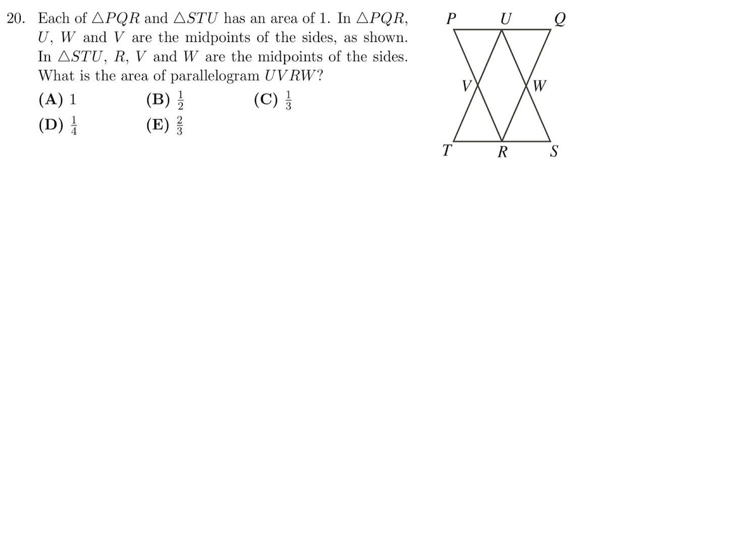Each of PQR and STU have an area of 1. In triangle PQR, U, V, and W are midpoints of the sides as shown. In STU, R, V, and W are the midpoints of the sides. What is the area of parallelogram UVRW?